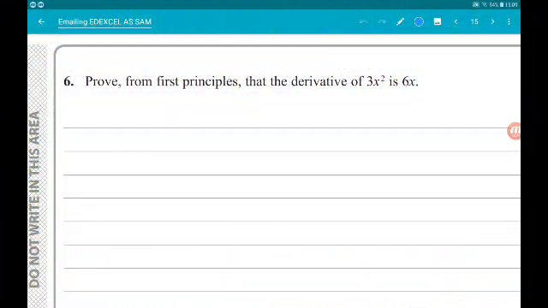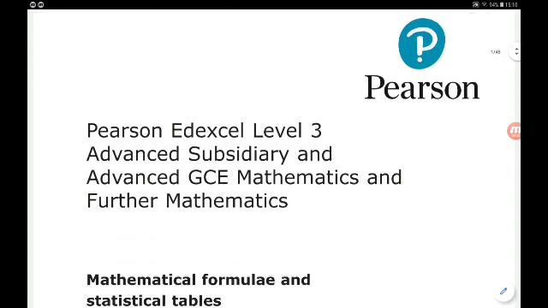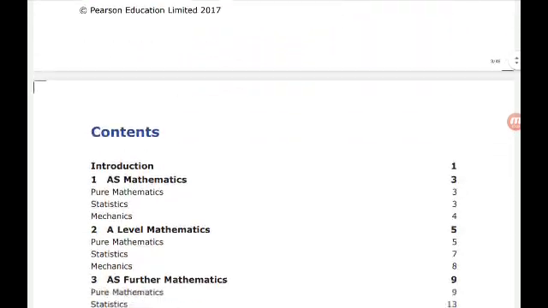Okay, question 6. We want to prove from first principles that the derivative of 3x squared is 6x. So we are given the formula for first principles in the formula booklet. If you haven't got this yet, it's linked down below. Make sure you have a look and know what's in it before you do your exams.